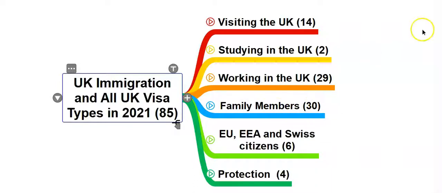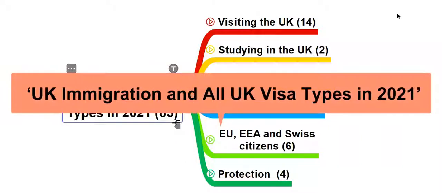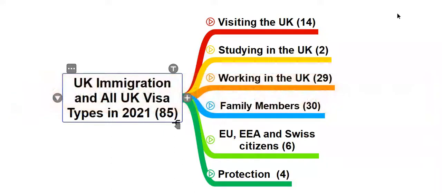And there are 2 types: those who would like to join family members who reside here on a permanent basis, so they can either be British citizens or spouses of someone with indefinite leave to remain or a refugee status. And also we have those who are here on a temporary basis, for example, they're working or they're studying here in the UK. And we have a couple of visas for EU, EEA and Swiss citizens. And I also wanted to finalize this particular video series, which I called UK Immigration and All UK Visa Types in 2021, by talking about visas you can get as a result of asking for protection.